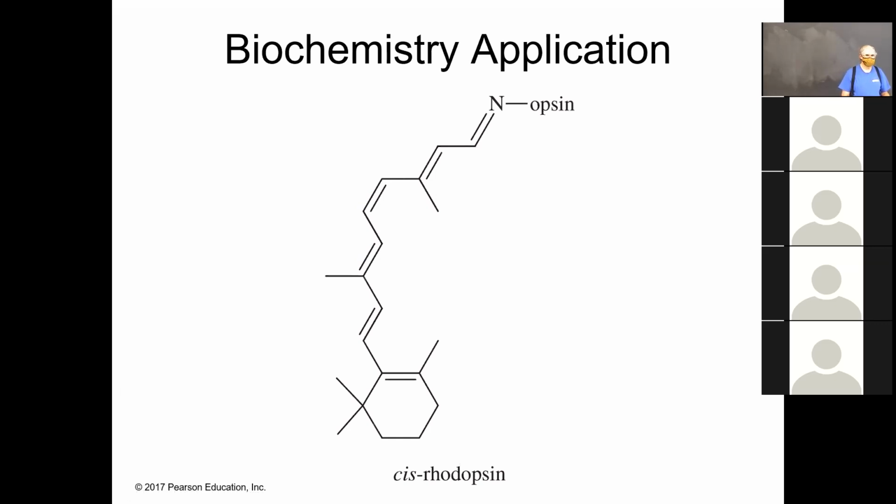Alkenes have important roles in biochemistry. Physiologically, what does rhodopsin do? Anyone know? What process is it involved in? Vision. Okay, this is one of the compounds that's involved in vision.